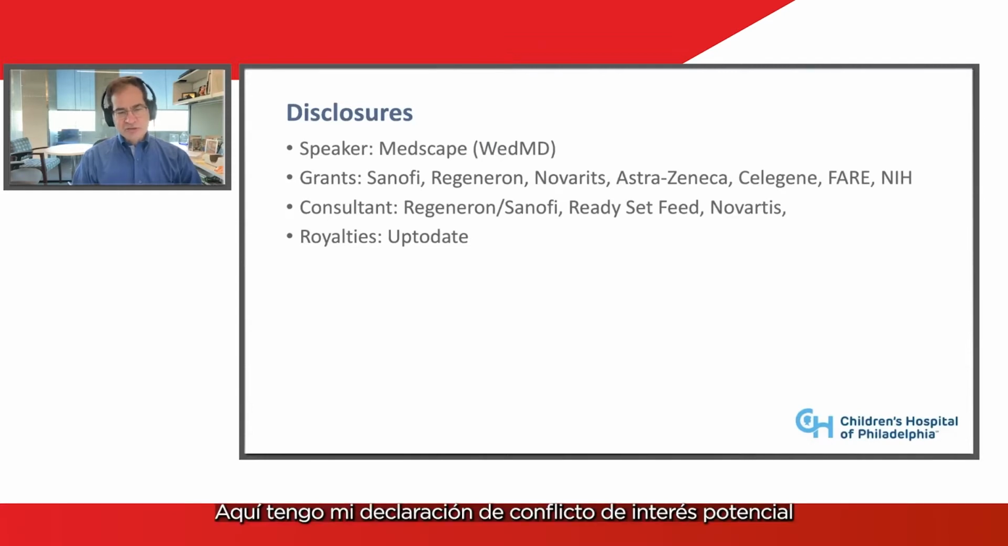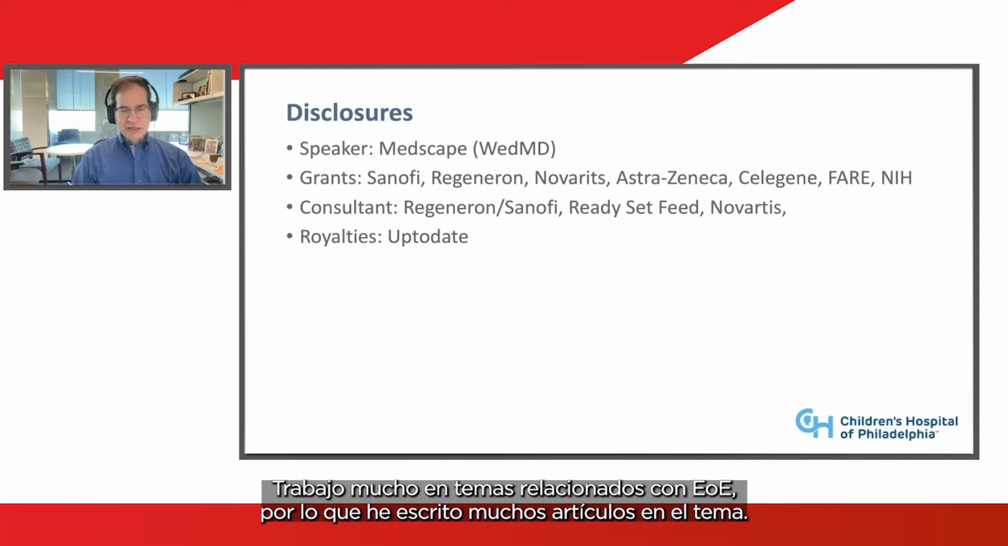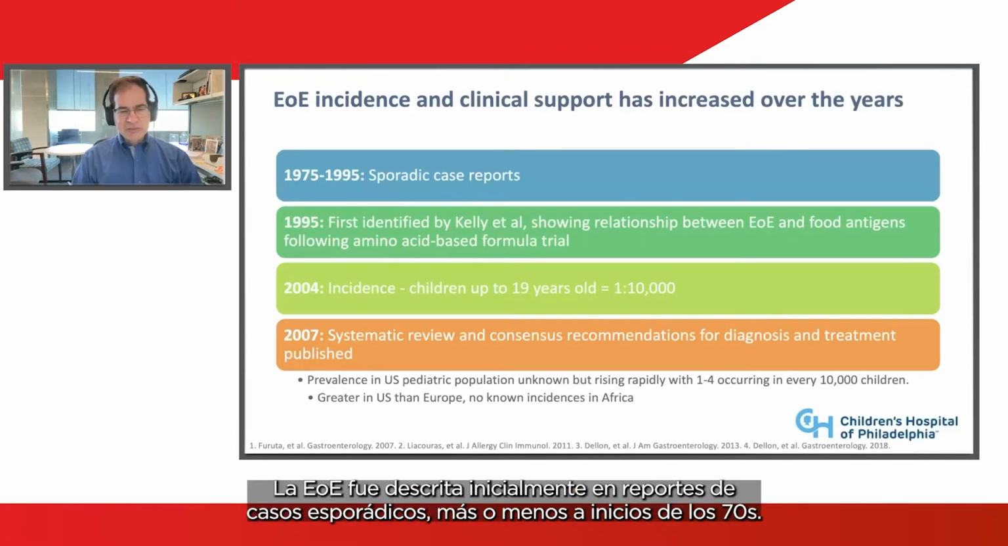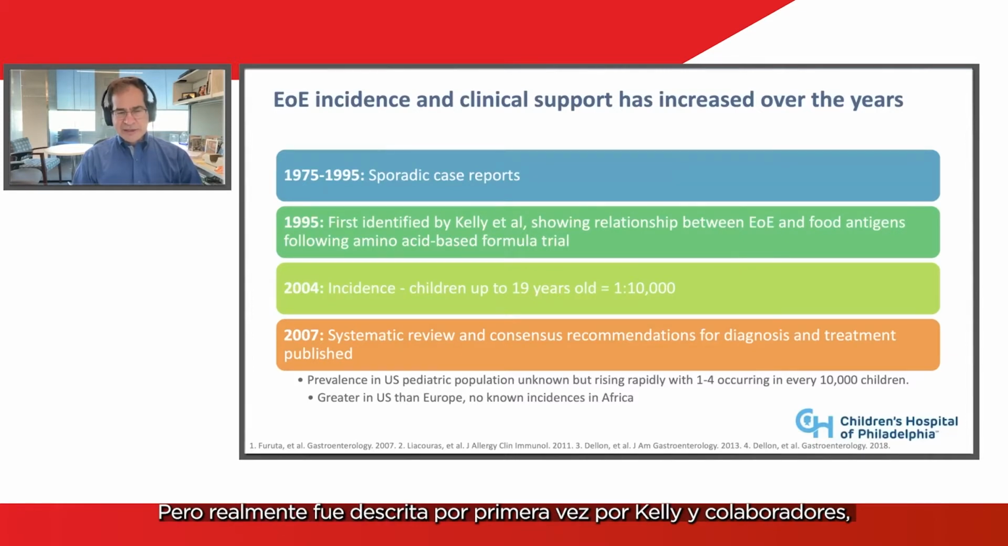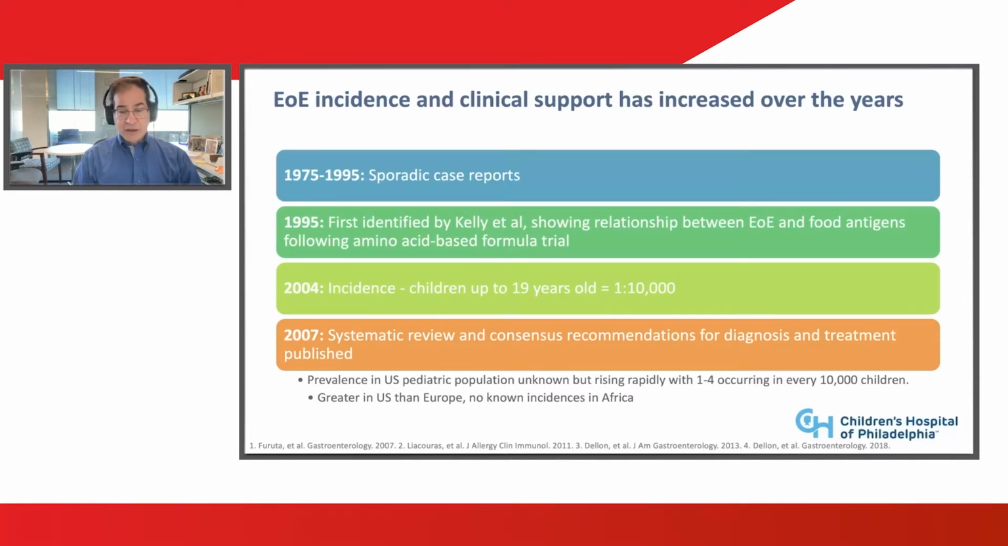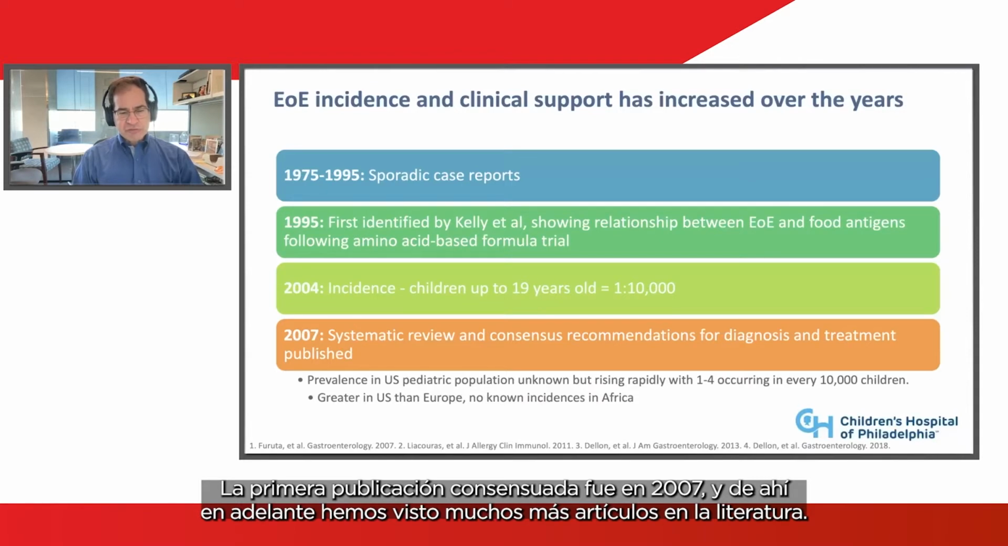So these are my disclosures, and I do a fair amount of work on EOE, so I've gotten lots of grants on the topic. Just a teeny bit of background before we start. EOE was originally described in sporadic cases starting as early as 1970, but really became an entity when Kevin Kelly first described the relationship between food allergies and EOE back in 1995. The first real consensus review was published in 2007.